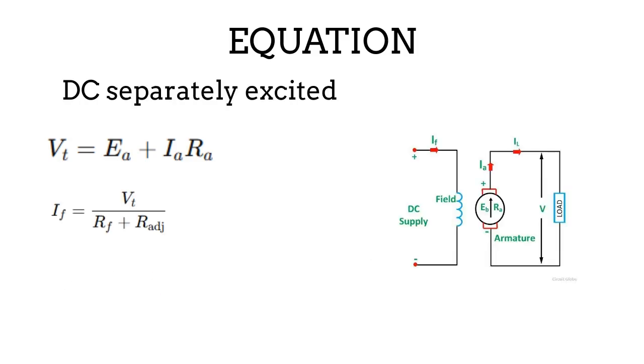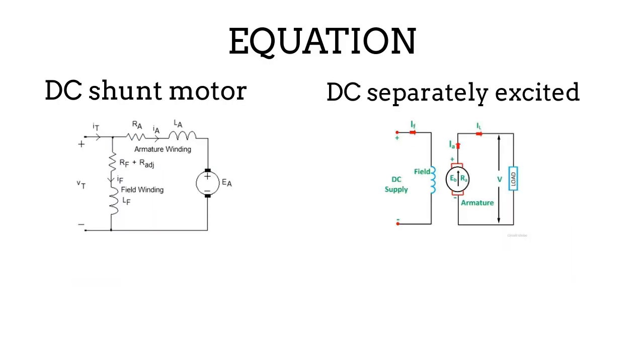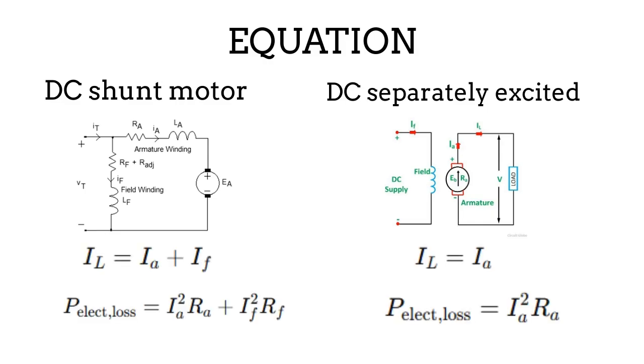For the separately excited DC motor, the equations for terminal voltage, VT, and field current, IF, remain the same as in the DC shunt motor. The difference lies in the equation for the line current, IL. The key differences between a DC shunt motor and a separately excited DC motor are the equations for line current and electrical power loss. These two equations are typically used when solving power flow problems.